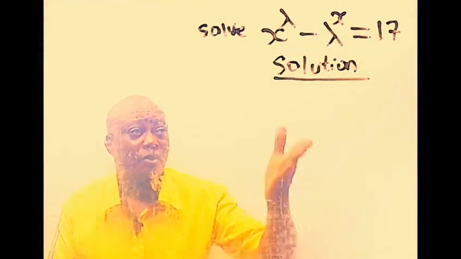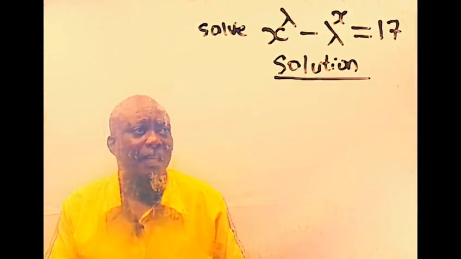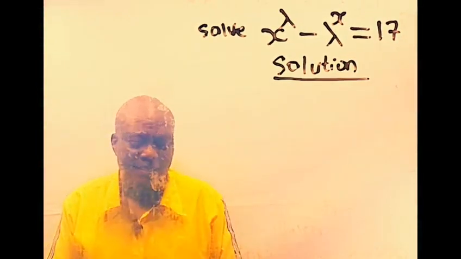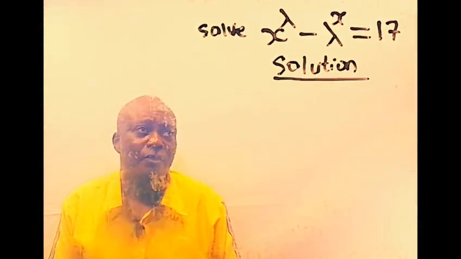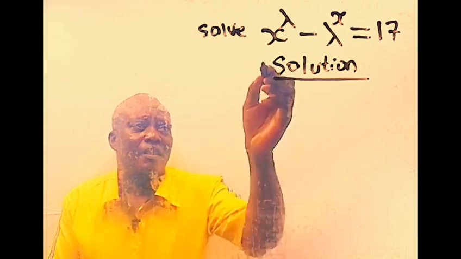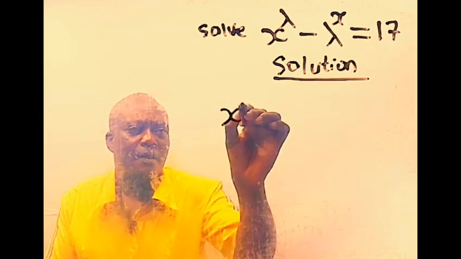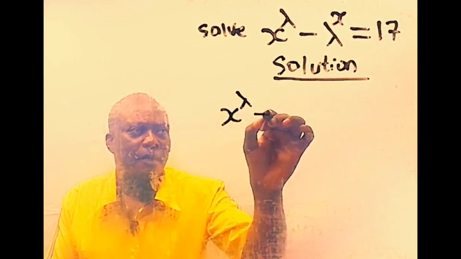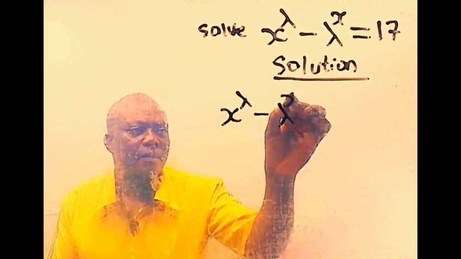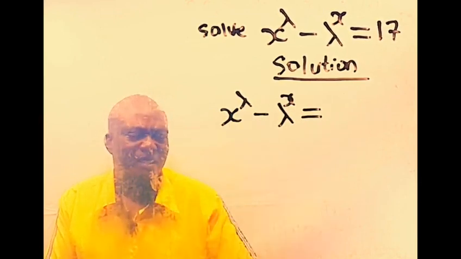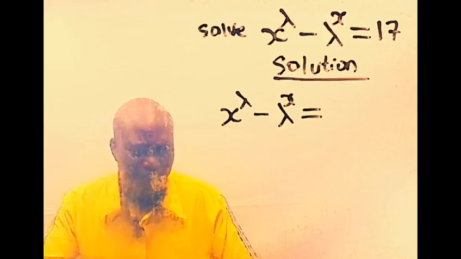How on earth can we solve this problem? Everything looks scattered. Let's follow and see how it will be solved. This is x raised to the power lambda minus lambda raised to the power x equals 17. This 17, you can now think of something.